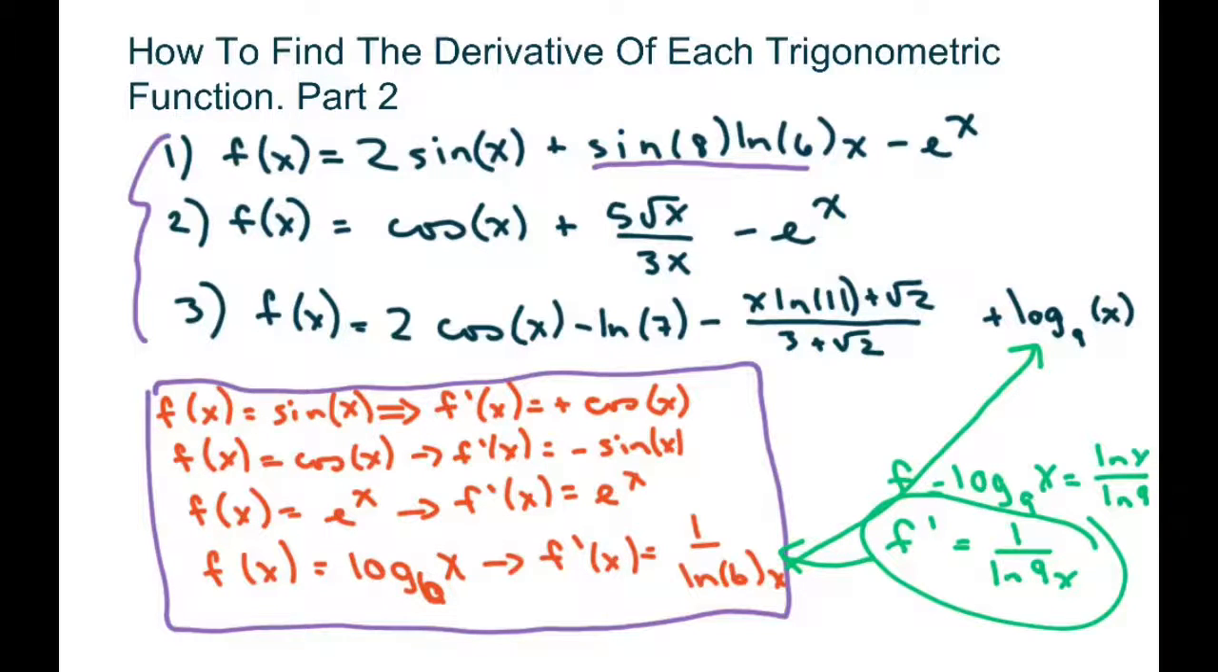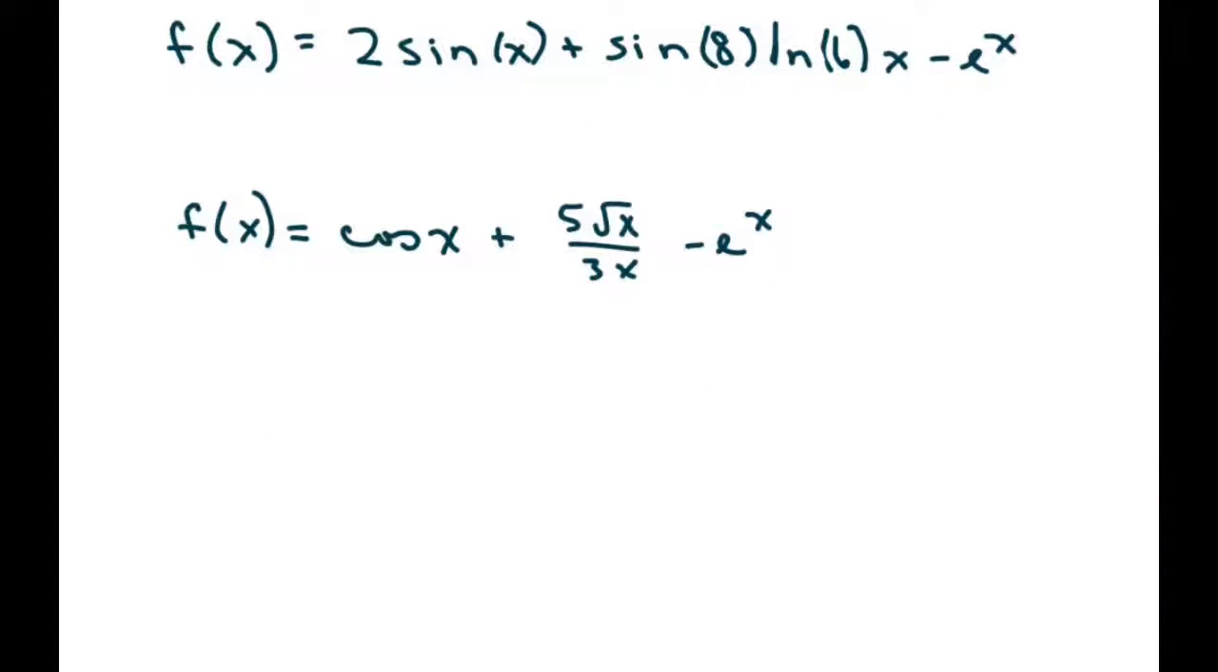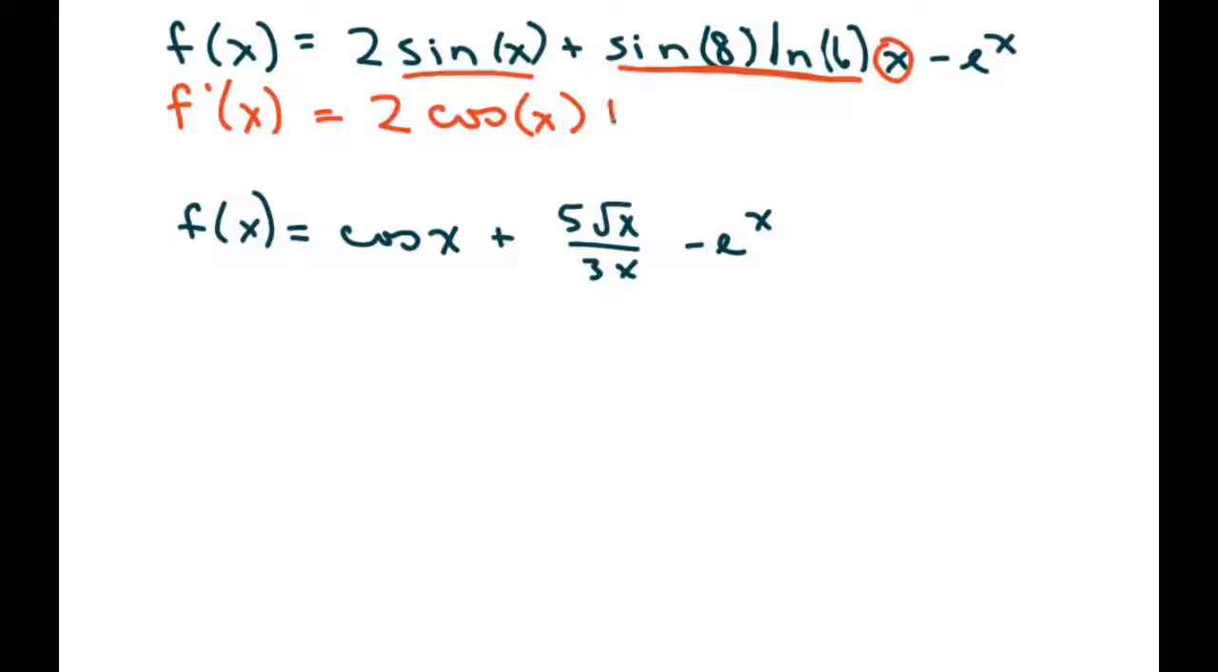Alright, so here we go. We're going to take the derivative of our first function. Derivative of sine is just cosine, so that's 2 cosine of x. Derivative of this is just a constant, so the derivative of x is just 1, so you're just going to write down your constant based on your simple rules. And then the derivative of e to the x is just e to the x.